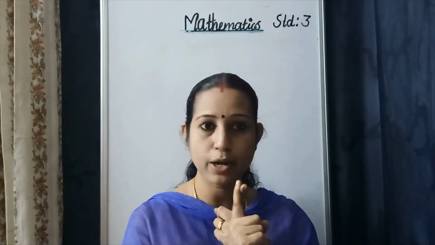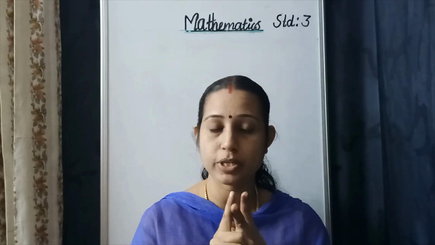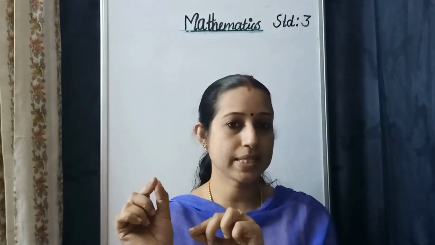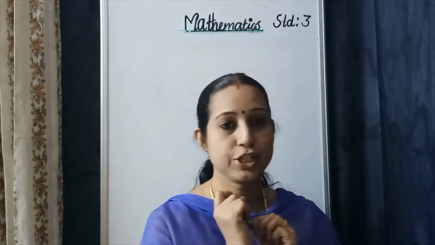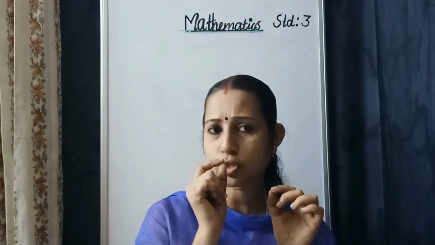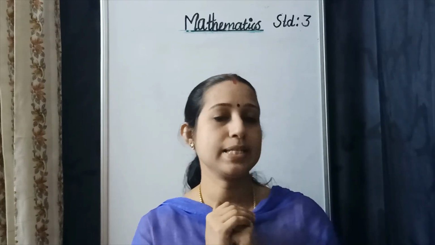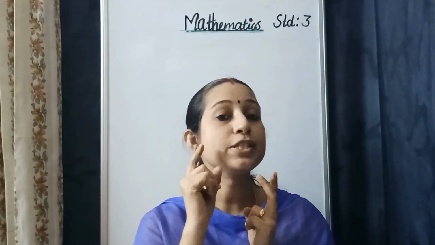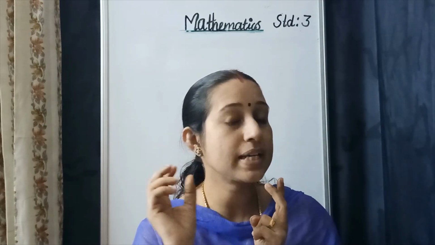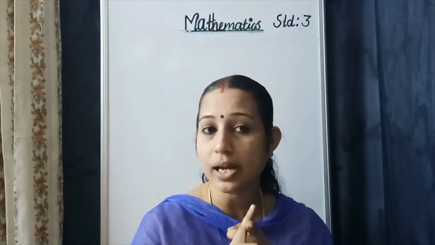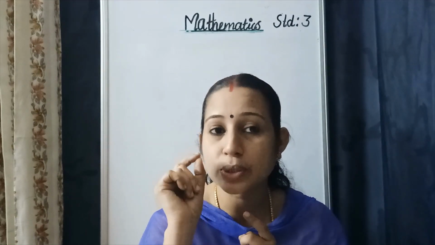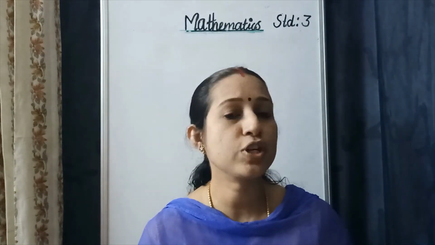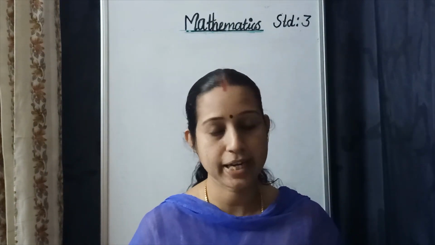Yes, for one pen, 10 rupees. Second pen also 10 rupees. So 10 plus 10, yes, we know it is 20. 10 plus 10 is repeated addition. Repeated addition is called which process? Yes, multiplication. So you bought 2 pens, the cost of each pen is 10 rupees. So total cost is equal to 2 into 10 is equal to 20 rupees. So in situations like this, we use multiplication.